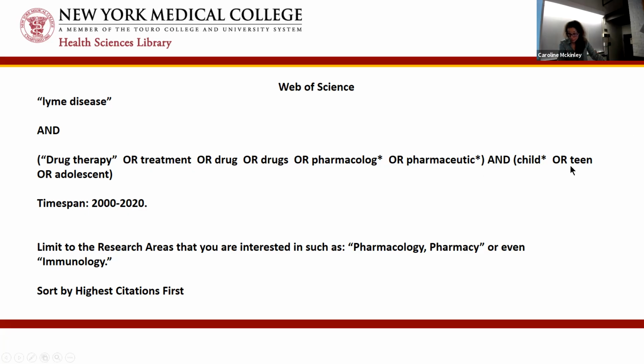Web of Science does not have filters on the left for age ranges, so you do want to add child asterisk, meaning children or child.